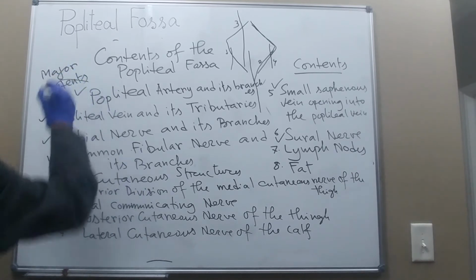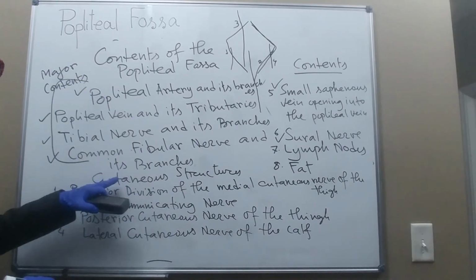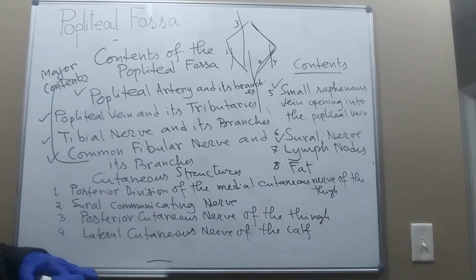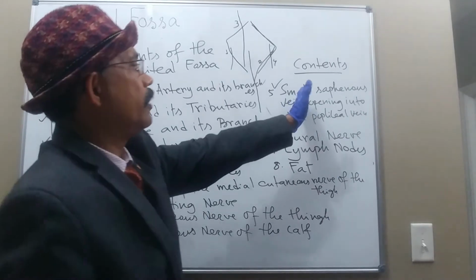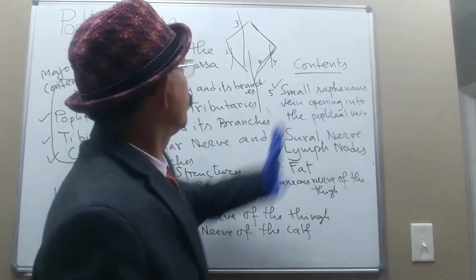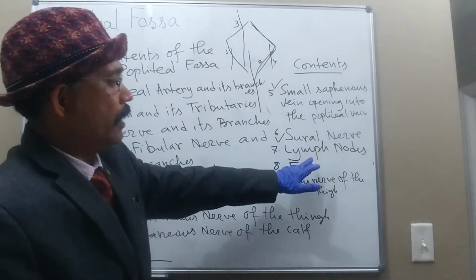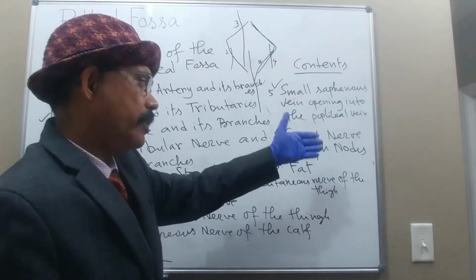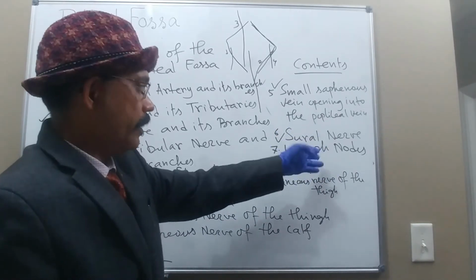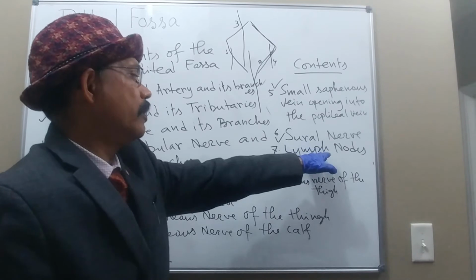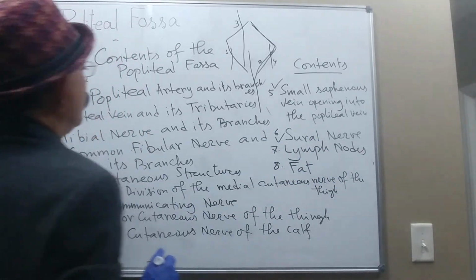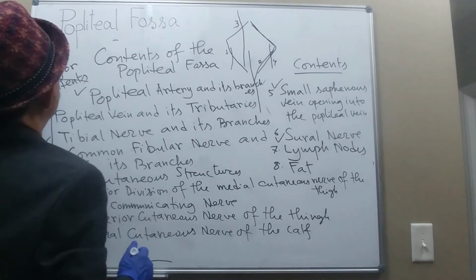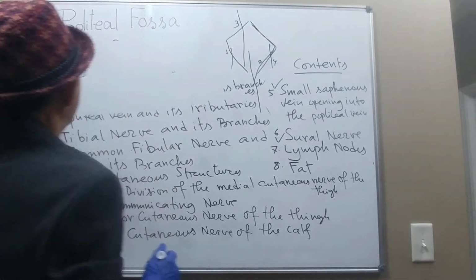Okay, these are the cutaneous structures. Those are the contents in the roof of the popliteal fossa. These are additional contents. They are also cutaneous. Okay, and these lymph nodes are present on the floor, deep under the skin. Also a lot of fat on the floor. Okay, we got the contents of the popliteal fossa.